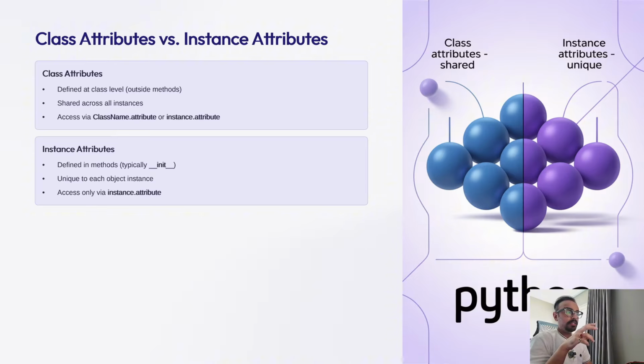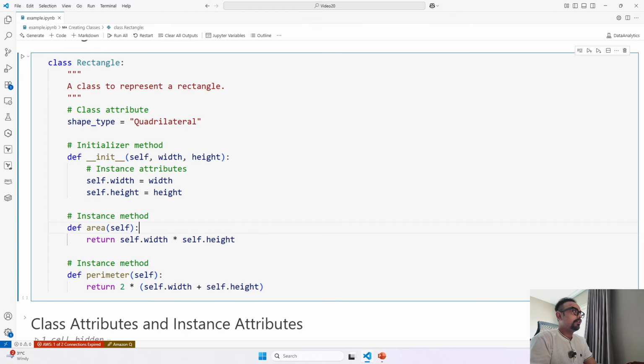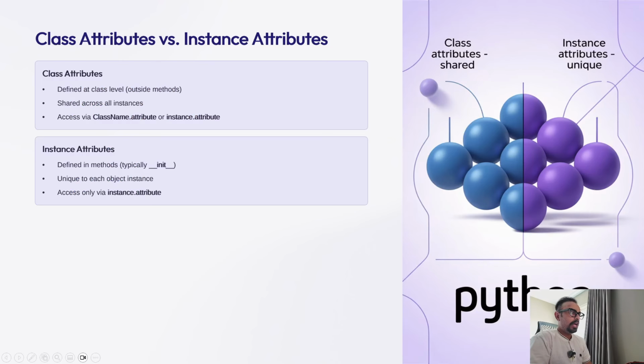In Python classes, there are two different types of attributes, which we have already seen, but let's go into more depth. Class attributes are defined at the class level, that is, outside any method. If we go back to our previous example, this is the class attribute. You will see that it is not inside any method. It is like a global one, known as a class attribute. They are shared by all the instances of the class and can be accessed using either the class name or any instance.